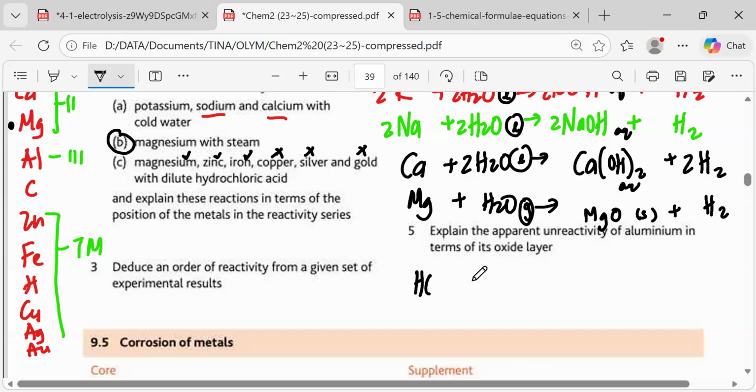Can you please write down the equation? Acid and metal. We did this that day. Acid and zinc, acid and iron. Okay, do it now.